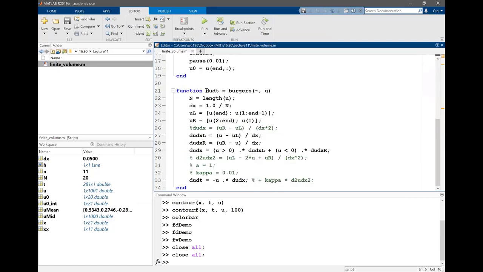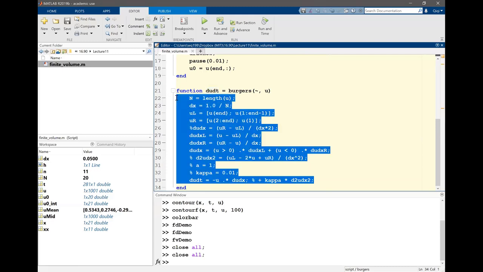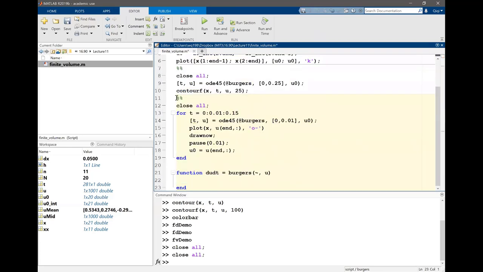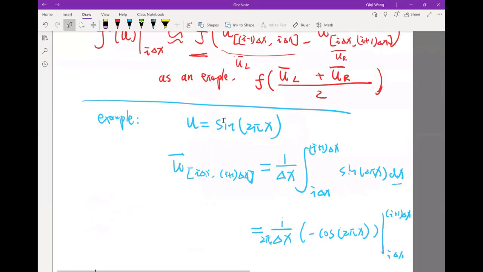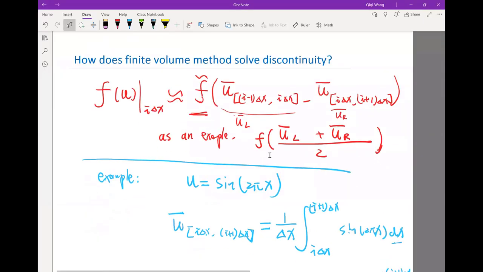Okay, so now let's modify my du dt. This du dt is the Burgers equation with finite difference, but we want to get rid of everything we're doing here because finite volume is going to be completely different. So the first thing we want to compute in finite volume is actually the flux.